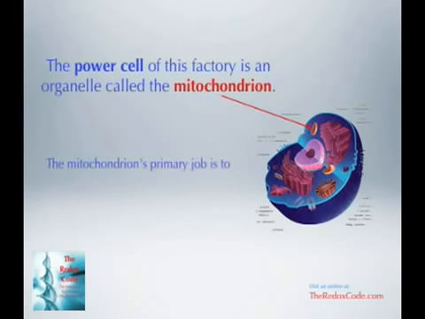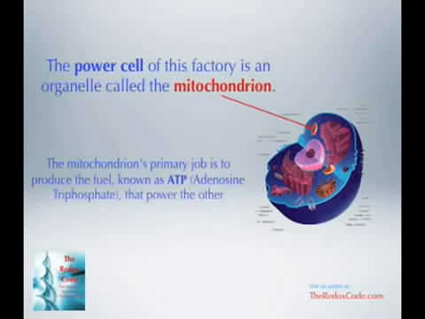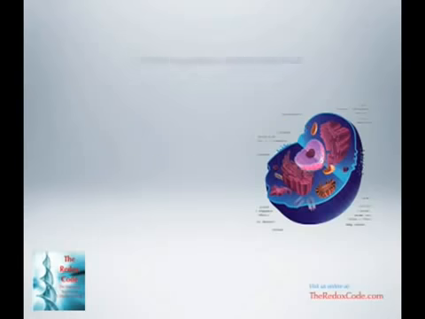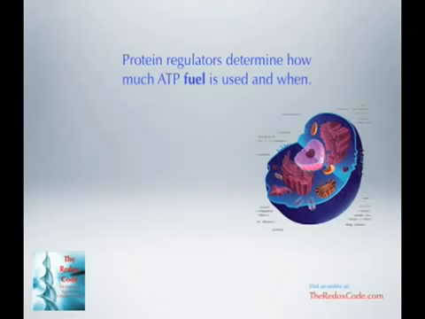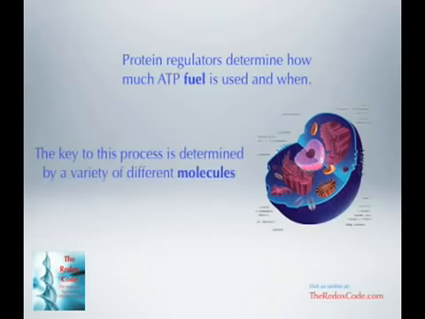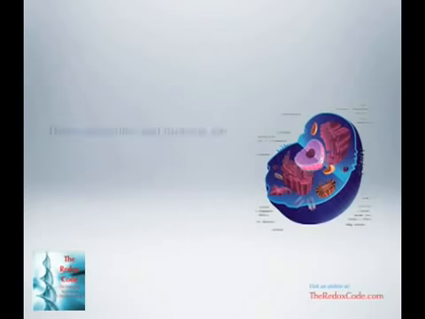The mitochondrion's primary job is to produce the fuel known as ATP, adenosine triphosphate, that powers the other microscopic machines inside your cells. And protein regulators determine how much ATP fuel is used and when. Now the key to this process is determined by a variety of different molecules, both inside and surrounding the cell.